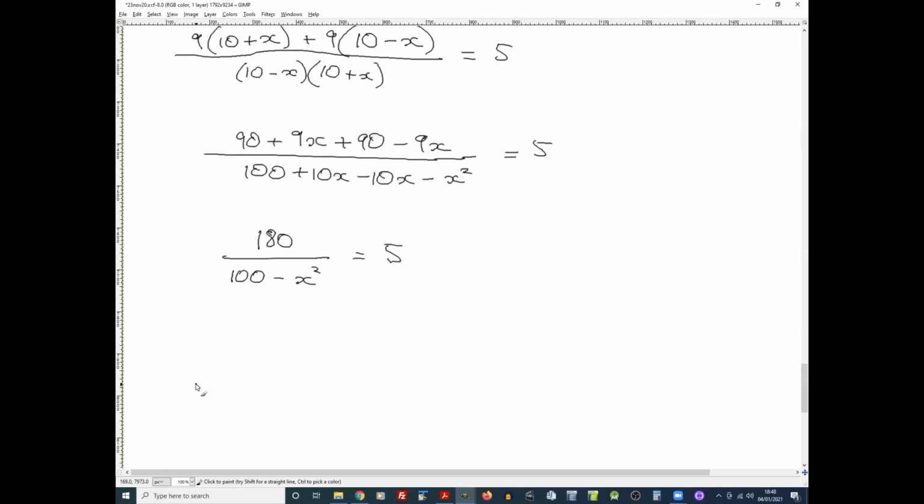Now, what do we do now? Let's zoom out a little bit. What are we trying to do? Solve for x. Yes, so we're trying to solve the mystery of what x is.